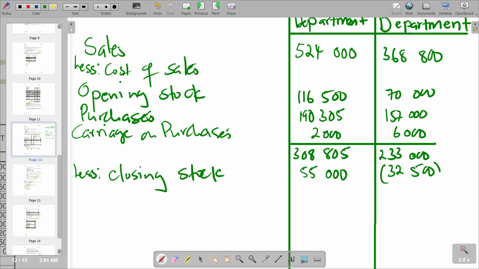But remember, we're saying less, so we subtract by showing our brackets. Now we're saying 308,805 minus 55,000, and the answer should come here to represent our cost of sales. If you calculate correctly, it's supposed to be 253,805. And of course, you have to close here to show that you calculated inside the box. So we close here again.